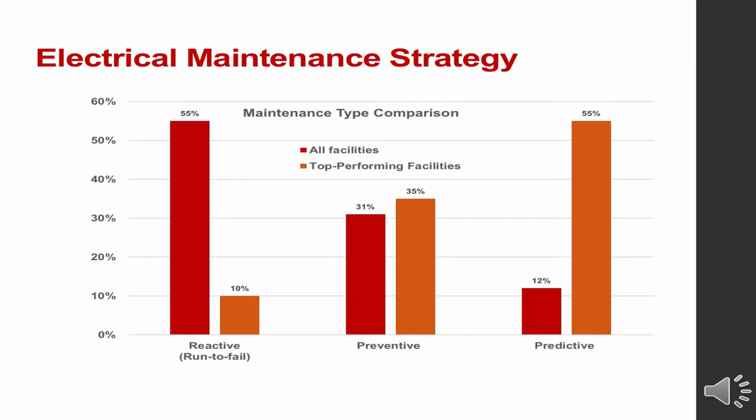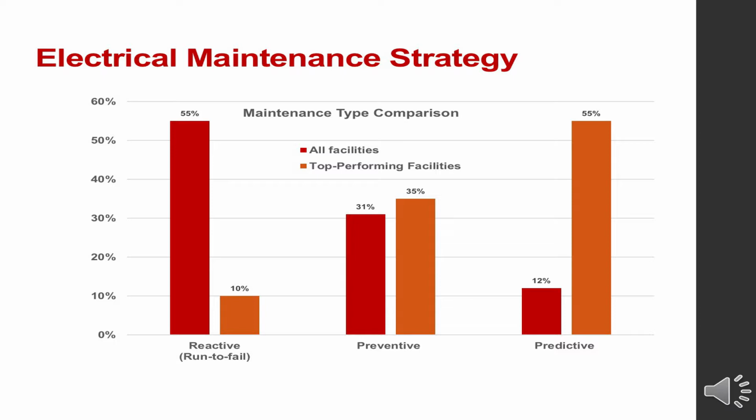So this chart shows the data from the Department of Energy's Operation and Maintenance Guide. As you can see, the top performing facilities utilize about 45 to 55% predictive maintenance programs compared to 25 to 35% preventive maintenance programs and only 10% reactive or run-to-fail maintenance.